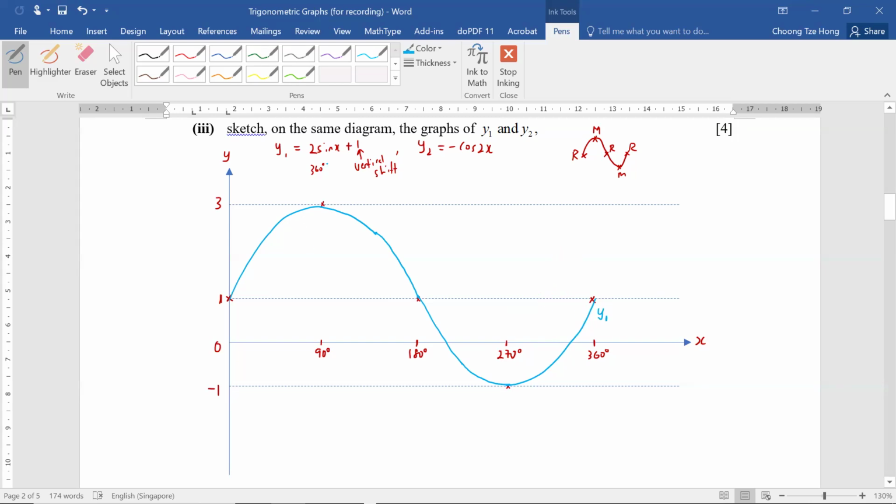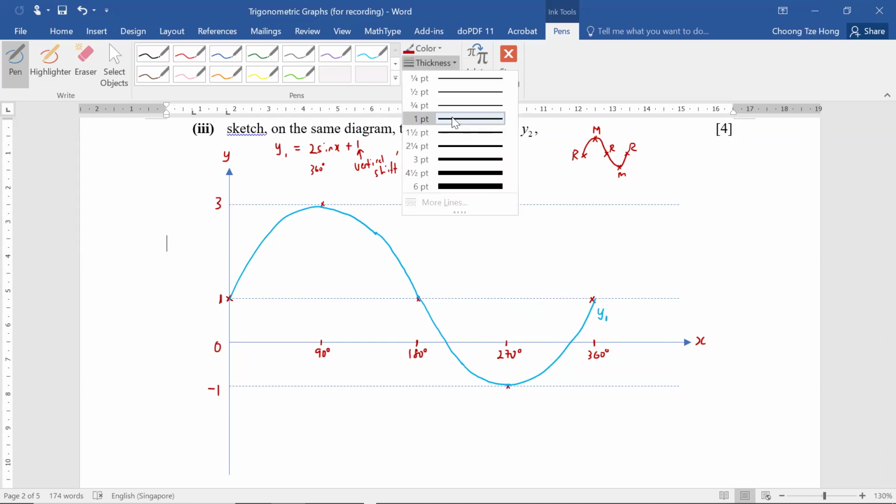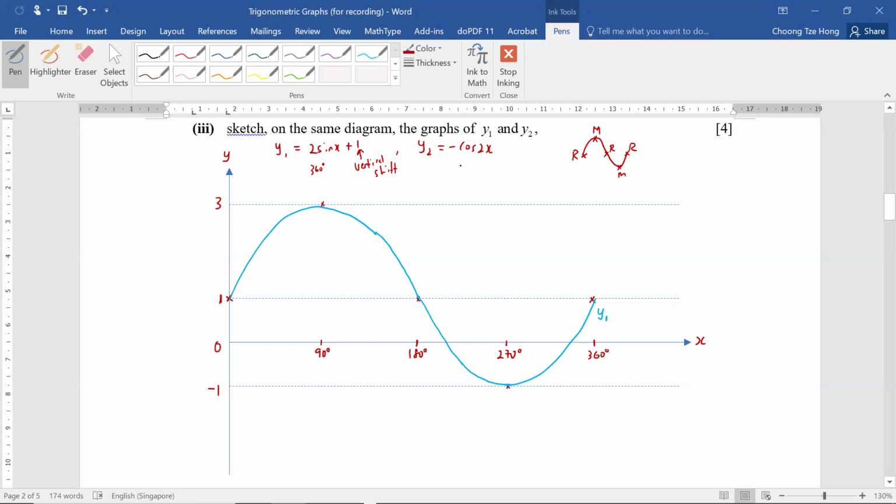Now let's do y2. Let me go back to red to do the marking. y2 is a cosine graph, and the things that changed are the period and the amplitude. There's no vertical shift, which means that the rest point for the cosine graph is going to be the x-axis, the center point. The amplitude is 1, which means that the maximum is 1, and the minimum will be at -1, right?